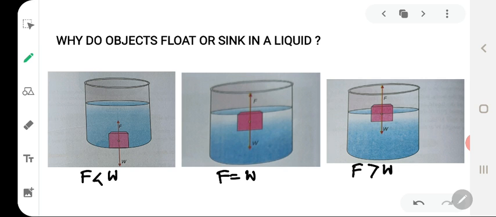I would like to tell you at this point that flotation is also related to the density of the object and that of the liquid. If the density of the object immersed in a liquid is less than the density of the liquid, then the object will float partially immersed in the liquid. If the density of the object is equal to the density of the liquid, then the object will float fully immersed in the liquid. And if the density of the object is greater than the density of the liquid, then the object will sink.